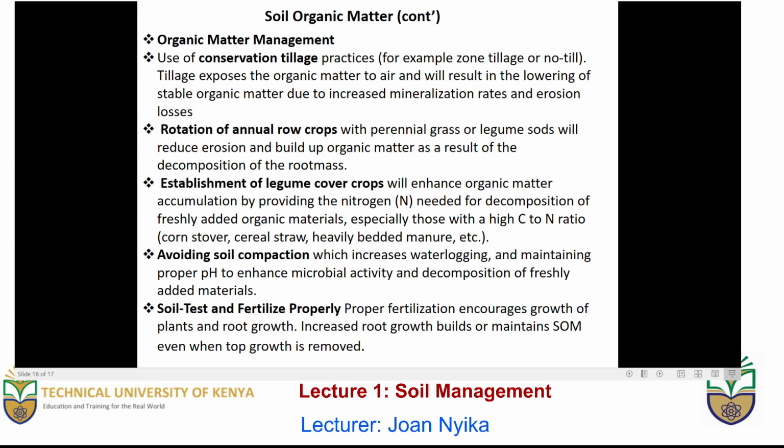The other approach to increase soil organic matter is to avoid compaction. This can be avoided if you avoid stepping on the shamba, avoid waterlogging, and avoid tillage disturbing the soil microbial activity or the soil pH. Lastly, what we do overall to establish the amount of soil organic matter in a farm is to test the soil to enable you to fertilize it properly.